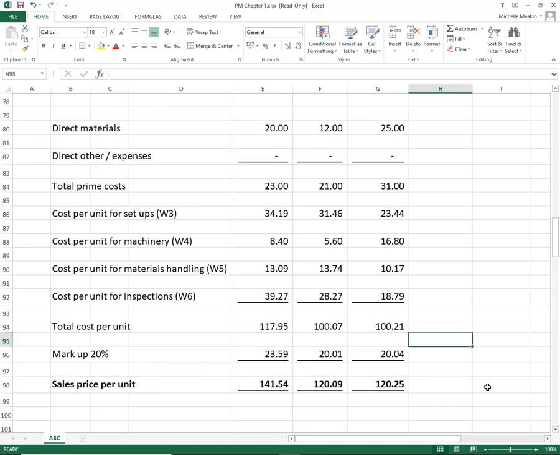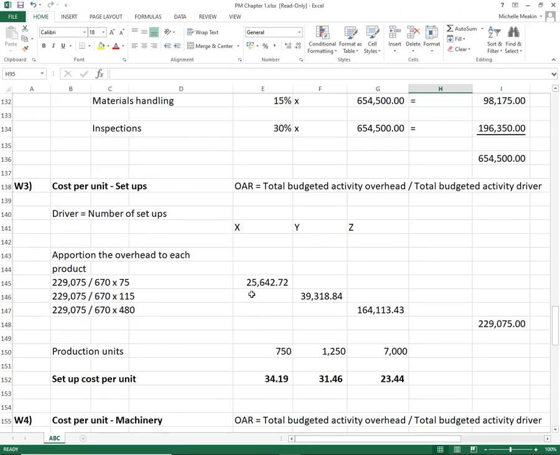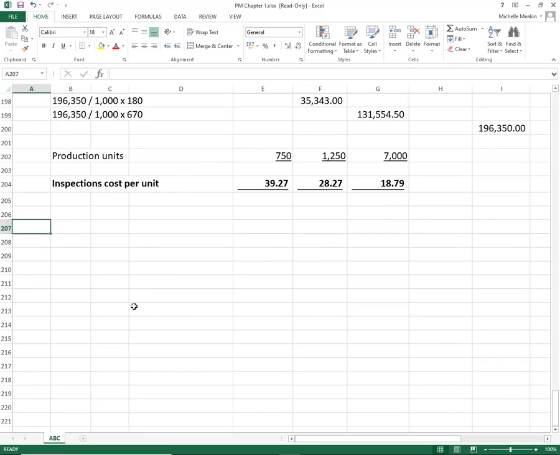Sales price per unit comes in at 141.54, 120.08 for Y, and then finally for Z, 120.25. The question then, so part C of the question, turns around and says to you to comment on the reasons for any differences in the costs and the price in answers to A and B. So part C to finish up.